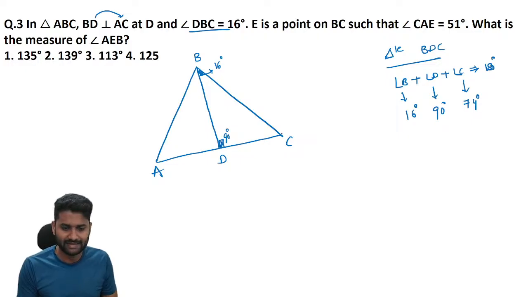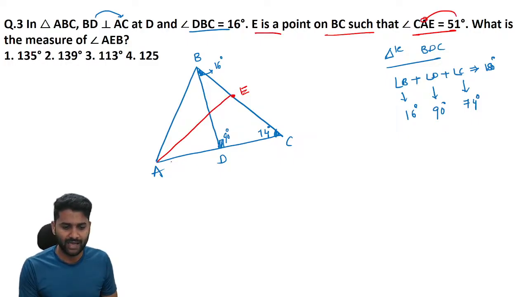Now you get the angle C value also. So angle C is equal to 74. But our question is completely different. Here the question: if E is a point on BC, you can place any point E on the BC line, and angle CAE is equal to 51 degrees.